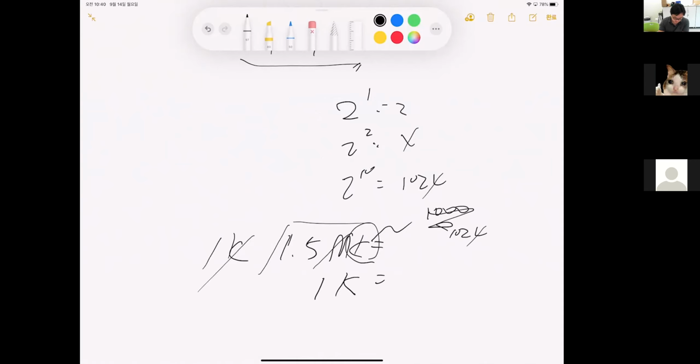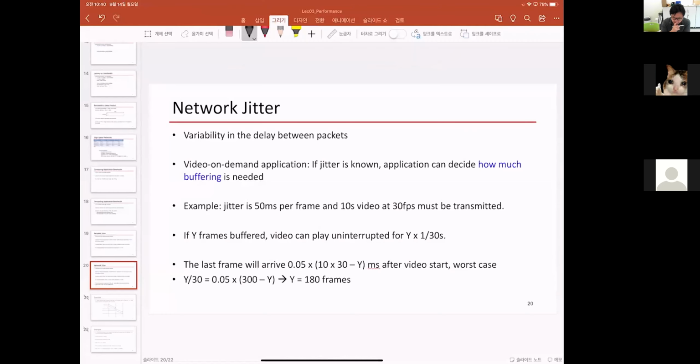Okay, so we talked about network jitter. To prevent the jitter, we have to buffer the video ahead. So how do you calculate the buffer, the concept?